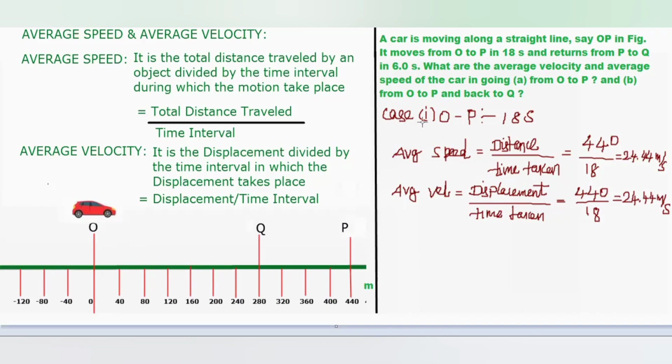So in this case, for the average speed and average velocity, we will get the same value. As in the distance and displacement, we got the same value, and the time taken is the same. So both factors are the same, so average speed and average velocity are the same here. Then what about the values in the second case that we are going to discuss?